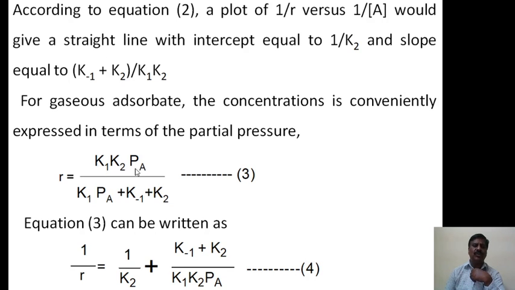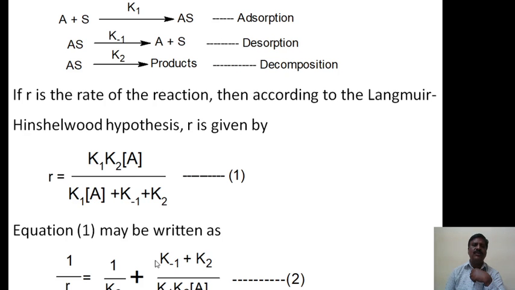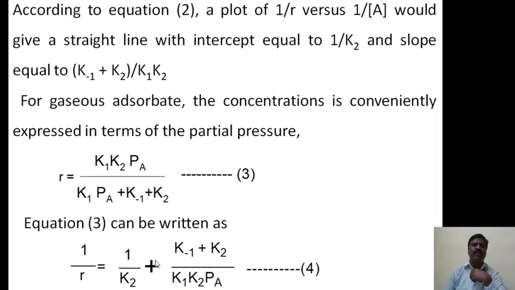According to equation number 2, a graph plotted for 1/R versus 1/molar concentration of A would give a straight line with the intercept equal to 1/K2, and the slope is equal to (K minus 1 plus K2) divided by K1 K2.